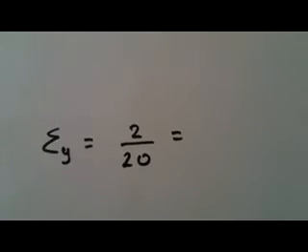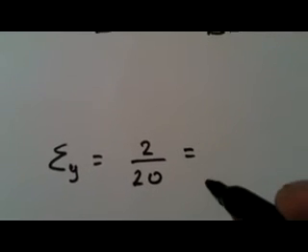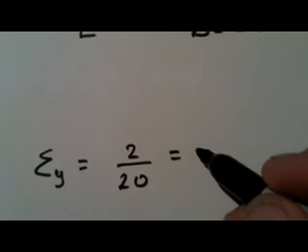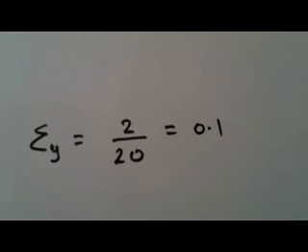Now it doesn't matter, because it's just a ratio basically. It doesn't matter about changing the units into meters. You can just leave them as they are, as long as the top and the bottom are in the same units. So if you've got millimeters on the top, millimeters on the bottom, it doesn't really matter. So we've got 0.1. It doesn't have any units because it's dimensionless, it's just a ratio. So that's called a yield strain.